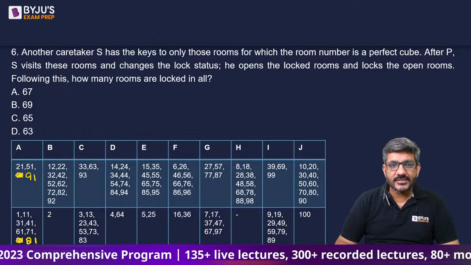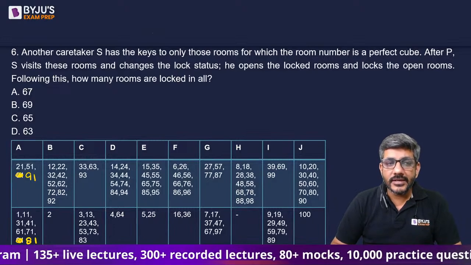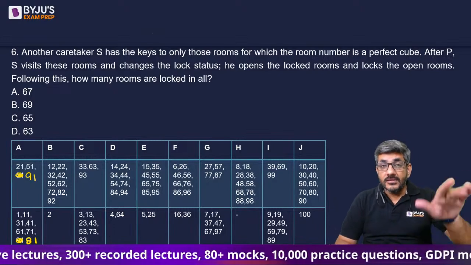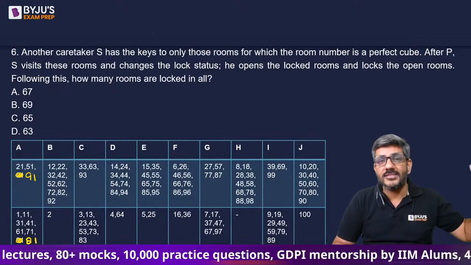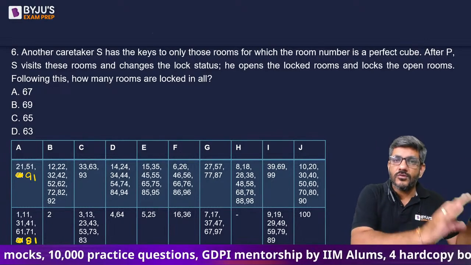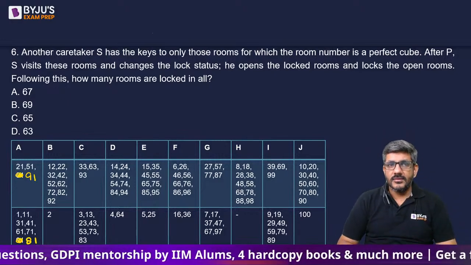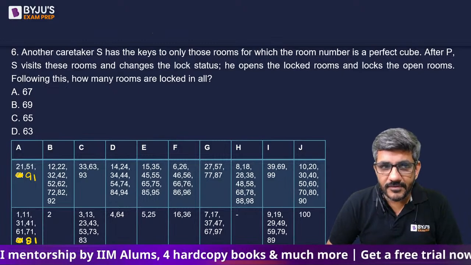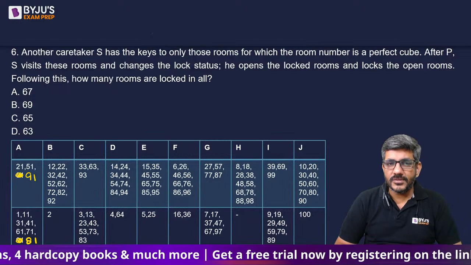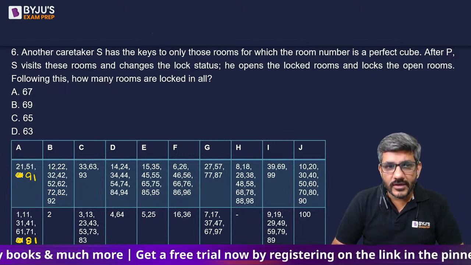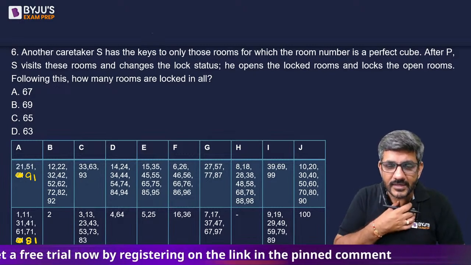Another caretaker P S has the keys to only those rooms for which the room number is a perfect cube. And once again, this caretaker is different from the caretaker of question number 5 and 4. Now they are non-existent. They were existent only for those two questions, right? अब वो नहीं existent. For which the room number is a perfect cube. After P S visits these rooms and changes the lock status, he opens the locked rooms and locks the open rooms. Following this, how many rooms are locked in all? Shubham has already answered as 65.